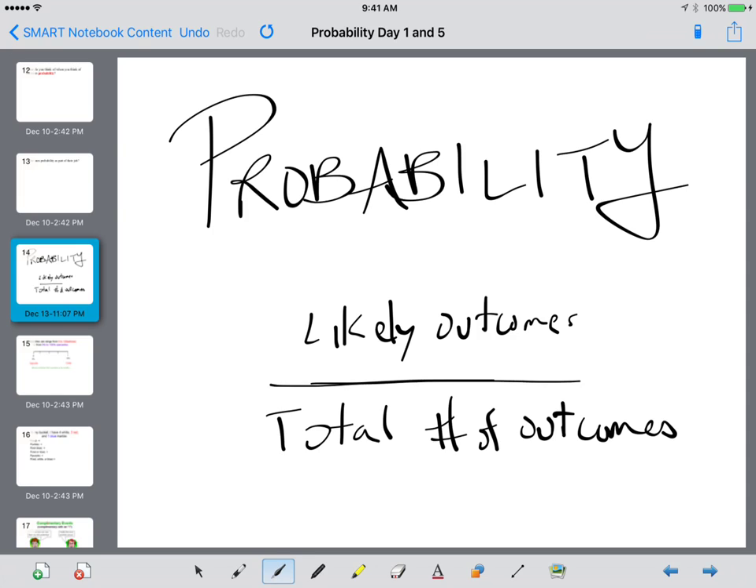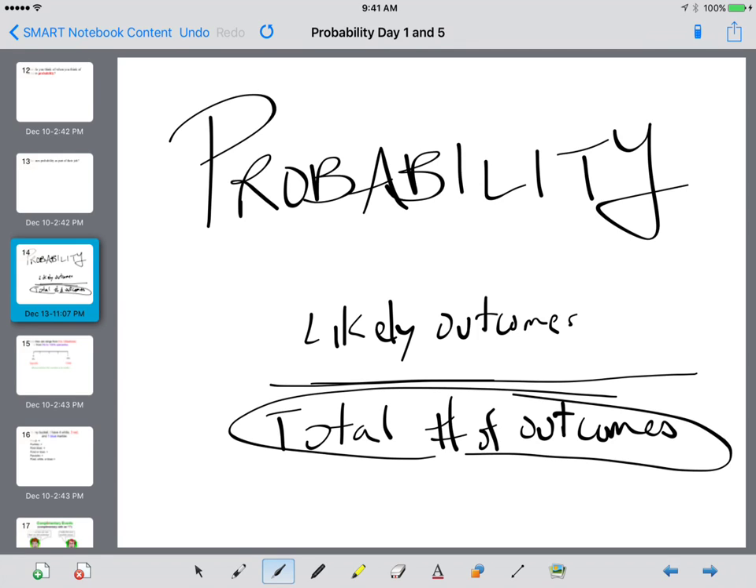So when we think probability, your best guess is to figure out what is the total amount of outcomes and how many times is it likely to happen. How many times is it favorable to happen? So your favorable outcomes, we can say not necessarily likely. That might have been a bad word. Let's go with favorable outcomes divided by the total number of outcomes.